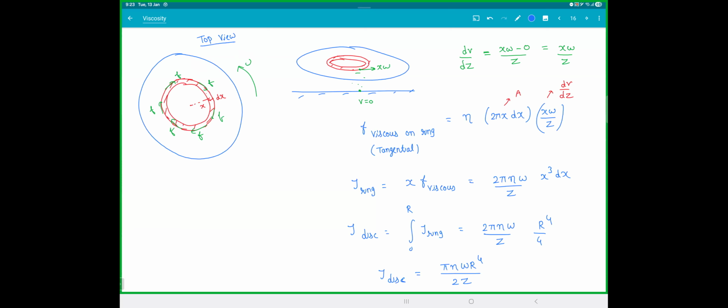So torque on the disk is pi eta omega r power 4 by 2z. We know torque is equal to I alpha. I is nothing but mr square by 2, and alpha is nothing but minus d omega by dt, because you're decelerating. Omega and alpha will be in the opposite direction. R square goes off, 2 goes off, you end up with d omega by omega is equal to minus pi eta r square by mz dt.